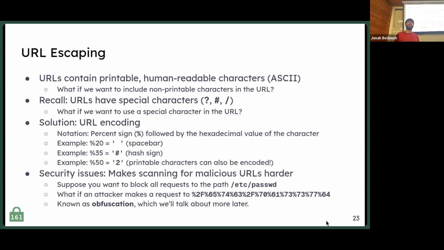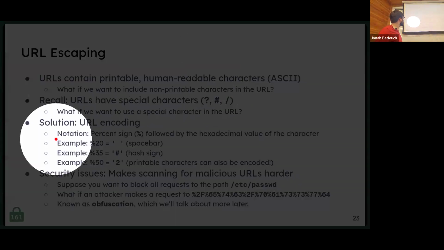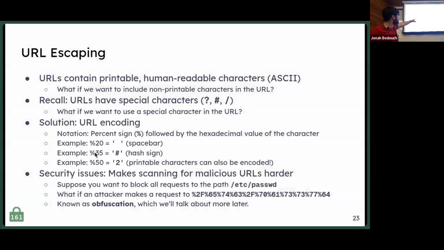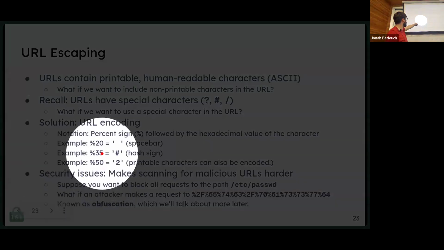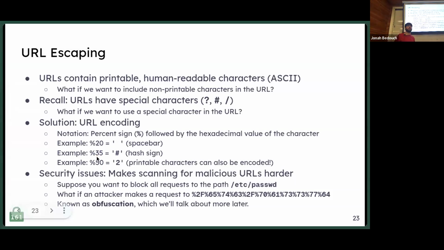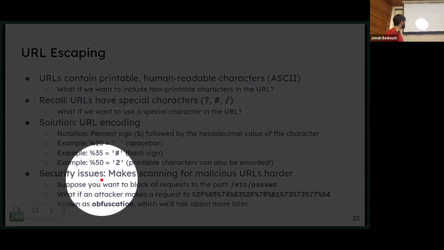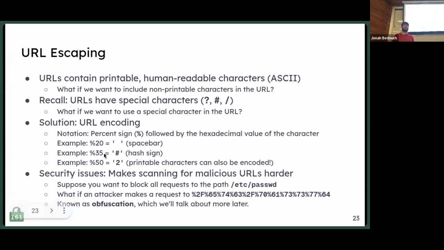Another thing we need to talk about when we talk about URLs is URL escaping. URLs are meant to contain printable, human-readable characters. This is the ASCII set of characters. So if we want to include something that's not ASCII in our URL, we have to get a little creative. This solution is called URL encoding. We start with a %, and then we give the hexadecimal value of the character that we want. So if we want to encode a hash, we encode this as a % and then a 3-5. This is the hexadecimal value for a hash sign, so that's what the browser will interpret it as. If you want to encode a 2, you can do that with %50, because that's the ASCII key for 2, right?